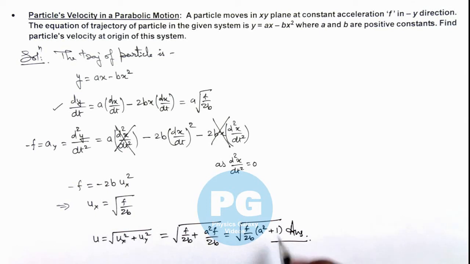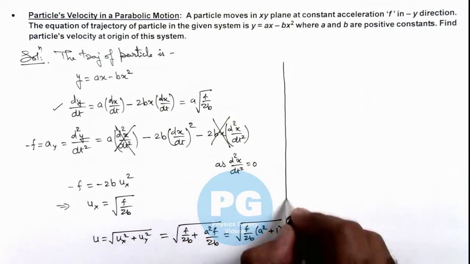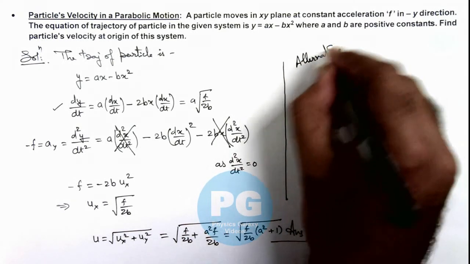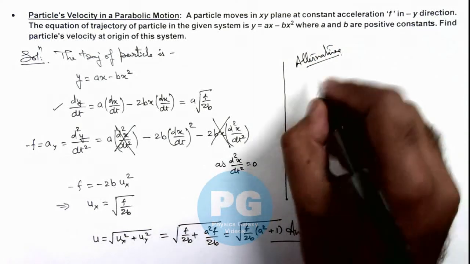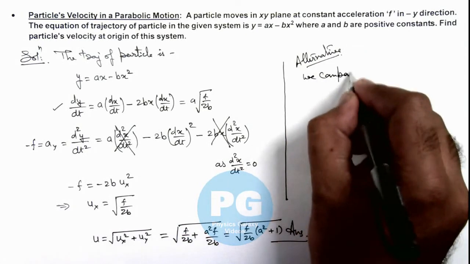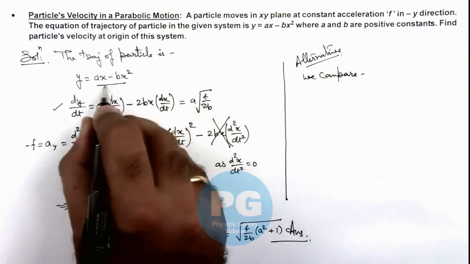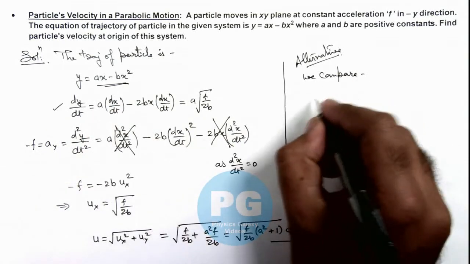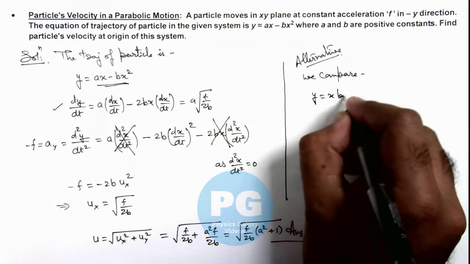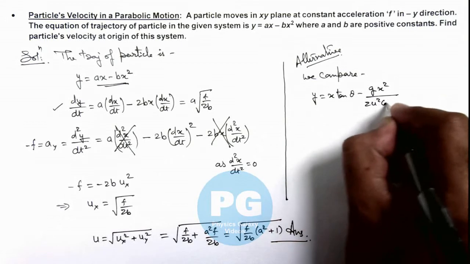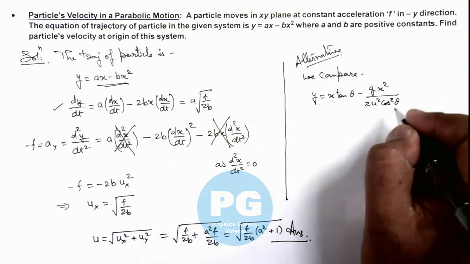And the same problem can be easily handled in an alternative way directly also. Here you can see, if we talk about an alternative solution of the problem, this can be handled if we compare this equation of trajectory, which you can see has a quadratic term, which is a parabolic expression, with y = x tanθ − gx²/(2u² cos²θ), which is the equation of trajectory of projectile motion.